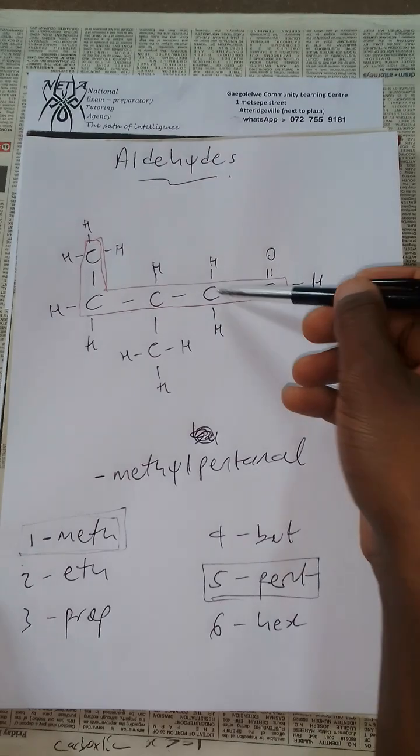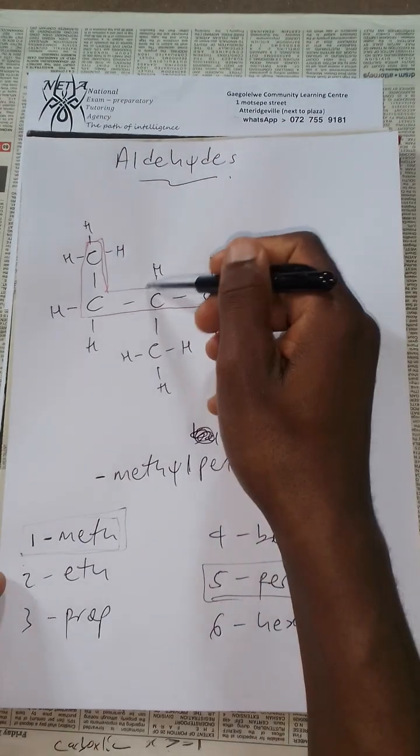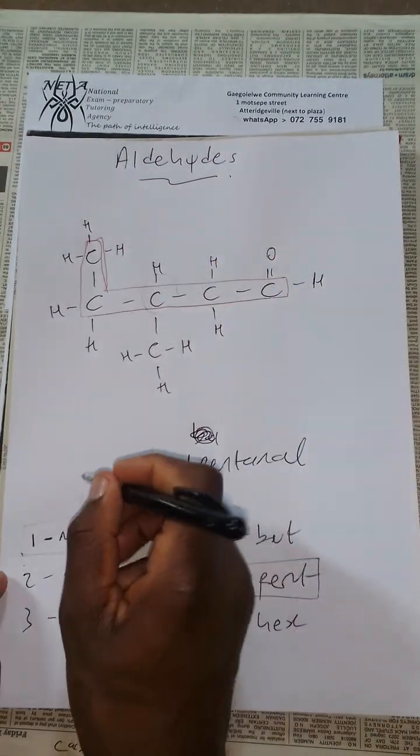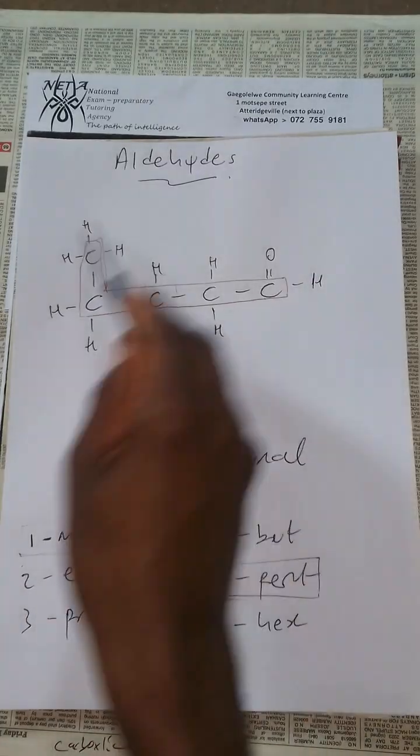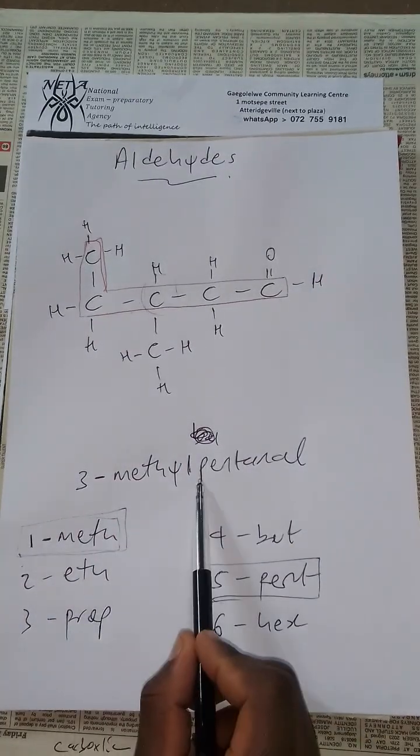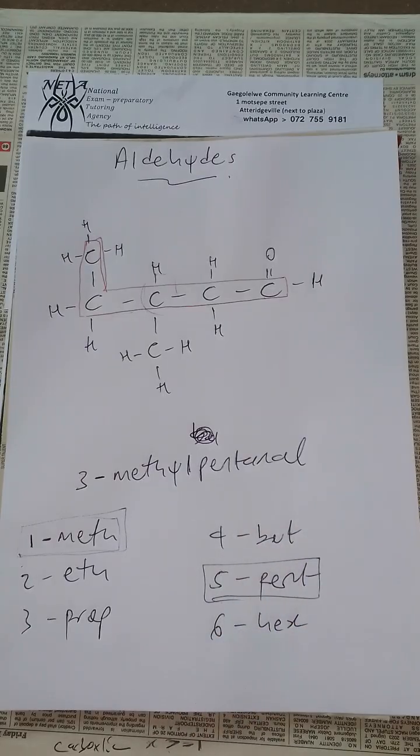Let us check. 1, 2, 3. It is connected to the 3rd carbon of the parent chain. We have to include that. It means that the name of this structural formula is 3-methylpentanal. That is how we name our aldehydes that have side chains.